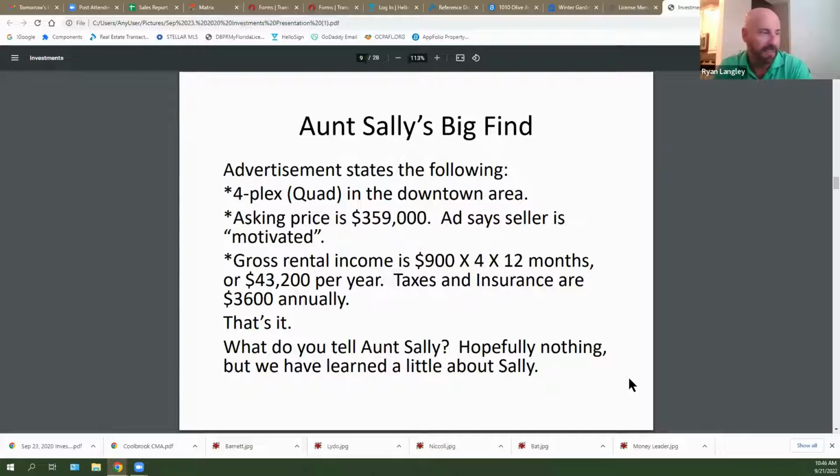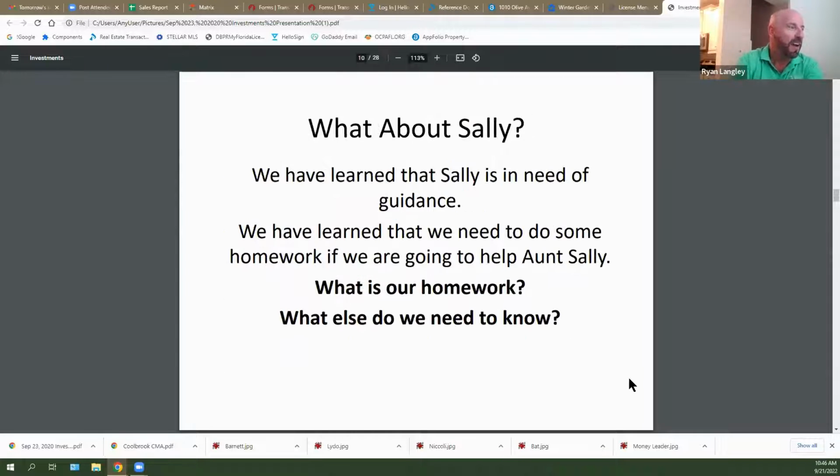No, hopefully nothing, but we've learned a little bit about Sally, right? We've learned that Sally's in need of guidance. We've learned that we need to do some homework. We're going to help Aunt Sally. And the reason I say Sally's in need of guidance, Sally's asking you for an opinion on something and didn't give you nearly enough information. You can't make any kind of decision based on that. And you need to know about Sally.